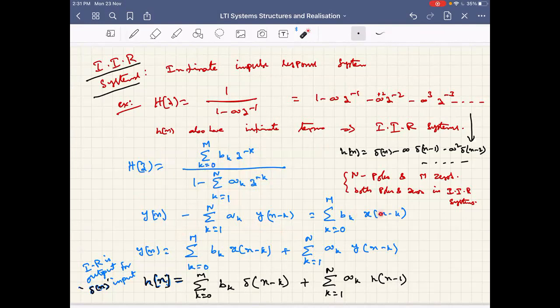This can be compactly written like this, or it can be written in this way. y of n is the summation of bk x of n minus k over m terms, and the summation of ak y of n minus k over n terms. Please note that bk starts from 0 to include x of n also in the summation, whereas y of n here is equal to the previous terms of y of n and x of n and its previous terms. The corresponding impulse response we can easily write like this. Given any difference equation, if the input is a delta function, the corresponding output becomes the impulse response.